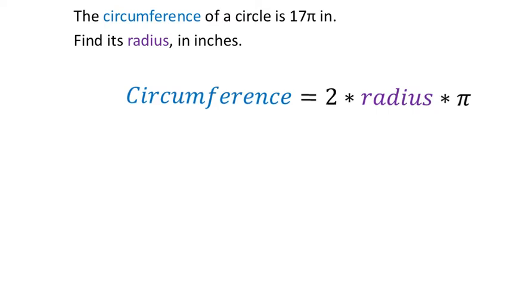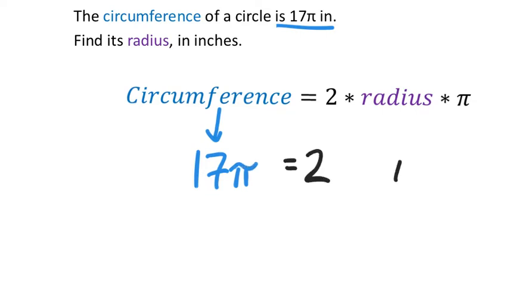The circumference of a circle is 17 pi inches. And this is already in terms of pi, so that's nice. But what we want to do here is find the radius in inches. But again, it's given us this circumference here as 17 pi. So instead of having a radius, now I have circumference as 17 pi. So this would equal 2 times the radius times pi. And I'll just use r for radius.